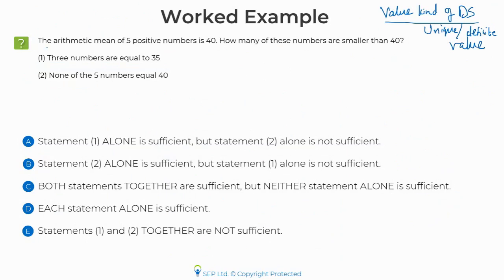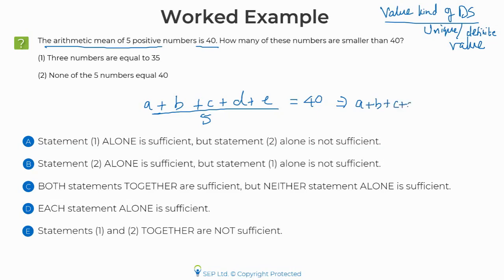The arithmetic mean of 5 positive numbers is 40. So I'll just take 5 numbers A, B, C, D, E. The arithmetic mean, which is the addition of all these numbers divided by 5, is 40. This is a lot of information according to me. This is very important information because it tells me that the sum of these values is 200. It is a nice constraint to have because when you're testing cases, you cannot exceed 200. Such constraints are very, very important to have. Understand the importance of such constraints.